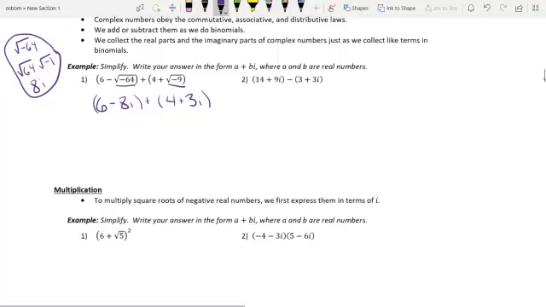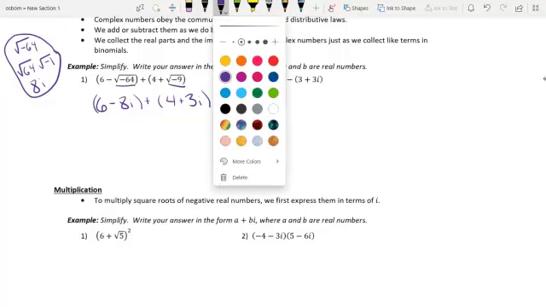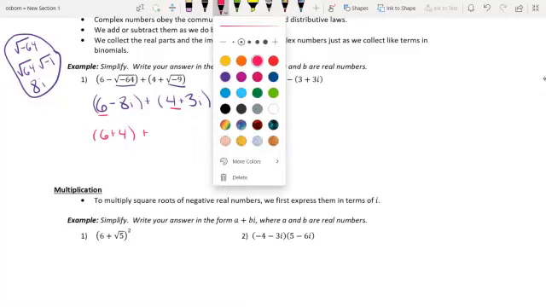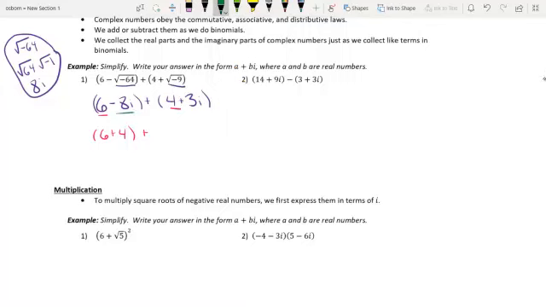All right, so now you're going to combine your like terms. I'm going to combine the 6 and 4, so it would be 6 plus 4. This would be the real part. Plus, now I'm going to take the imaginary part and combine those. So that's the -8i plus 3i. Now you can write it in several different ways. You could just look at the coefficient in front, so the -8 plus 3, and then have your i on the outside, or you could have written -8i plus 3i. You get the same answer either way.